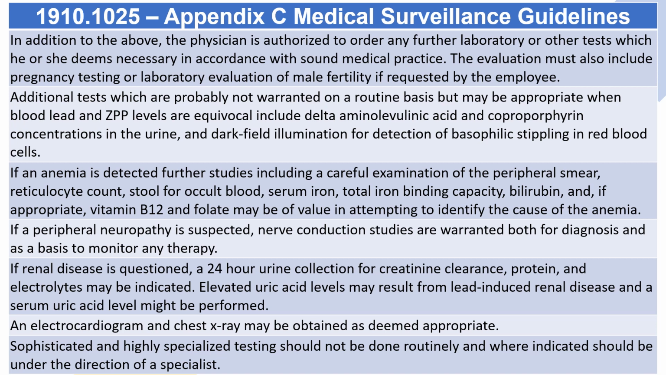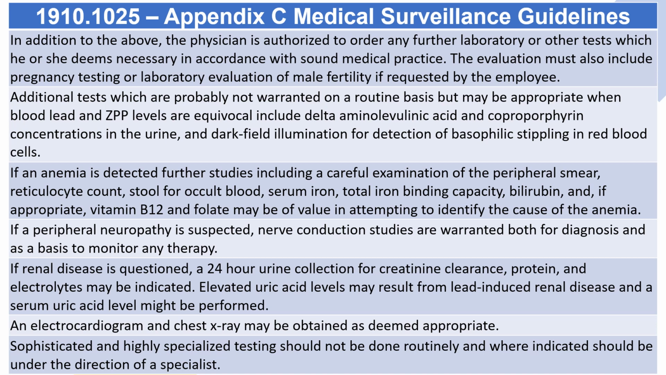If a peripheral neuropathy is suspected, nerve conduction studies are warranted both for diagnosis and as a basis to monitor any therapy. If renal disease is questioned, a 24-hour urine collection for creatinine clearance, protein, and electrolytes may be indicated. Elevated uric acid levels may result from lead-induced renal disease, and a serum uric acid level might be performed. An electrocardiogram and chest X-ray may be obtained as deemed appropriate.